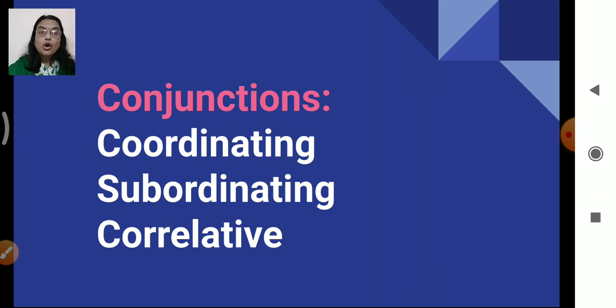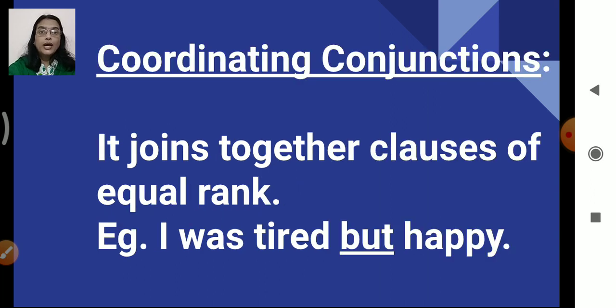The first one is coordinating, subordinating and correlative. So these are the three kinds we can say: coordinating conjunctions, subordinating conjunctions and correlative conjunctions. Now let's learn about this one by one.